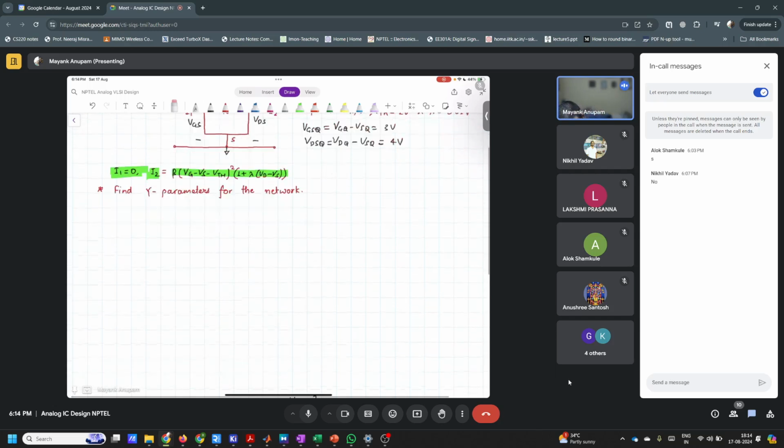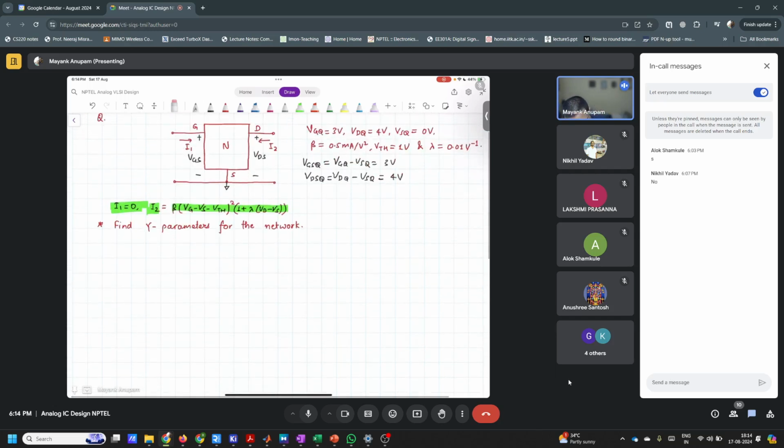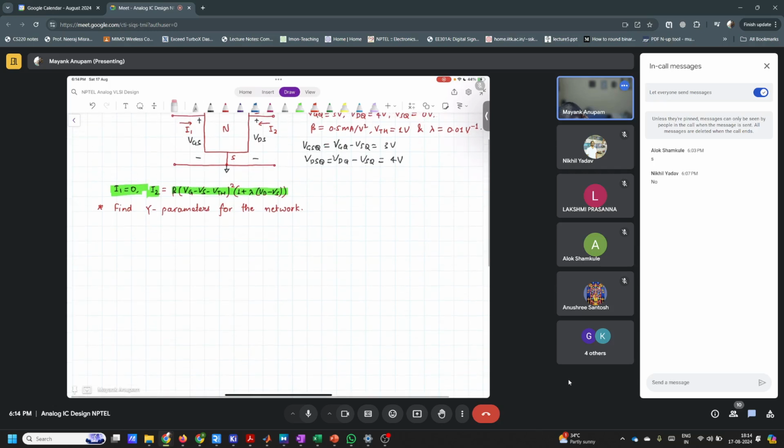So tell me, how do you find out the Y parameters of this network? What is the relationship? How do we define Y parameters? It is I1 equal to Y11 times V1 plus Y12 times V2. Am I right?